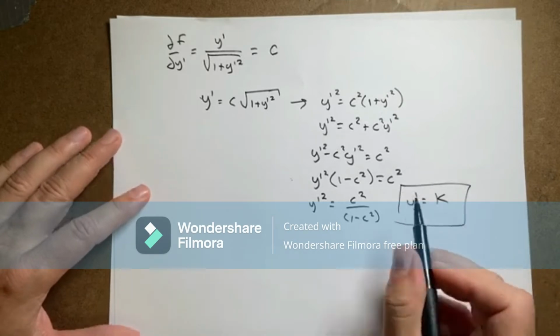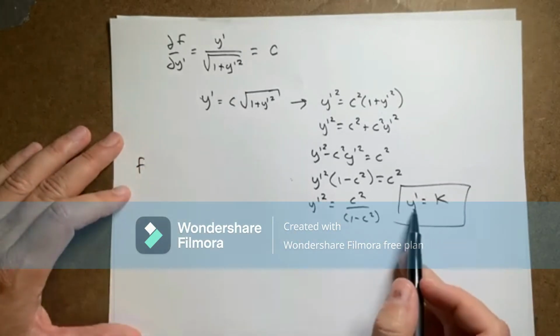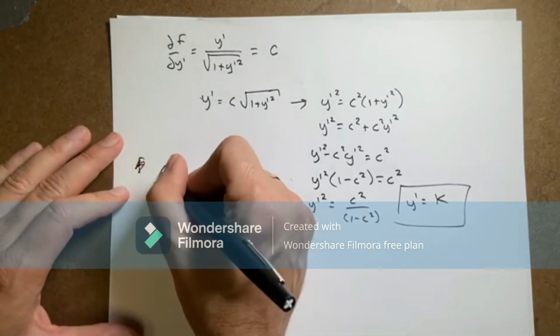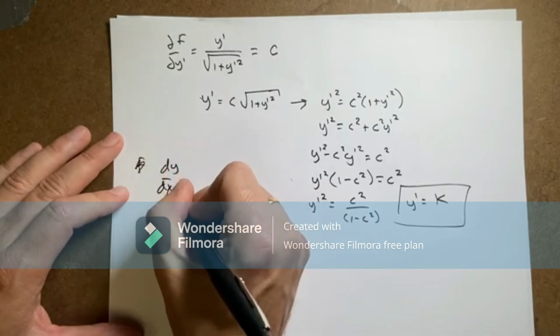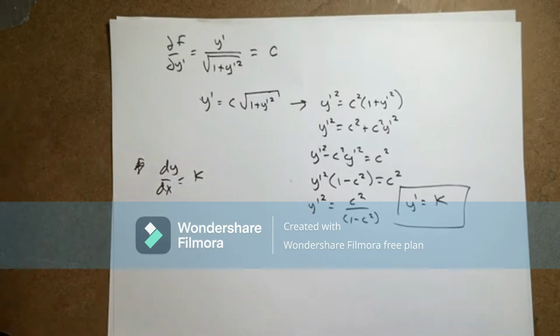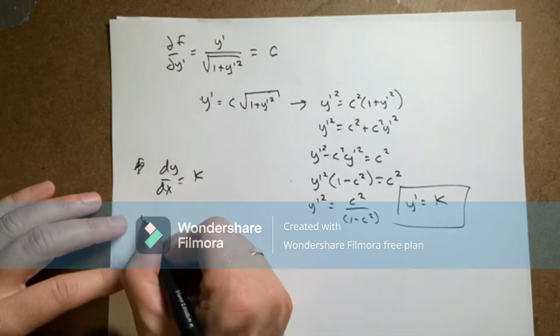I want a function f such that the slope is constant. That's what that says. This says dy/dx equals some constant. Well, then what's y and what's x? Now I'm actually done, because if the slope is constant, I can use this.